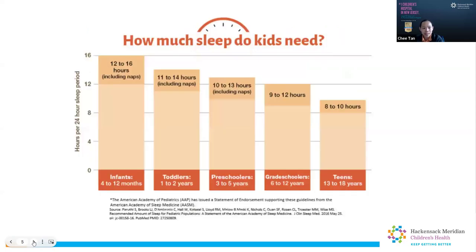So how much sleep do kids need? The American Academy of Sleep Medicine and American Academy of Pediatrics have recommended teenagers have at least 8 hours of sleep a night, grade schoolers around 9 hours, preschoolers 10 hours, toddlers around 11 hours, and infants between 12 to 16 hours, even though their total sleep time may vary.